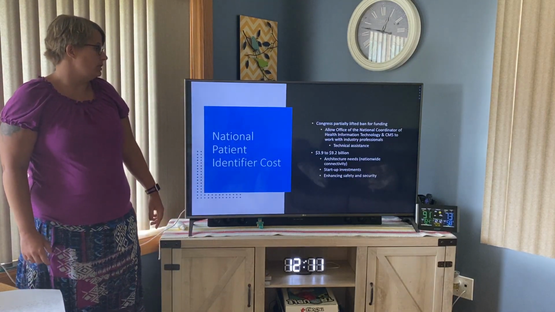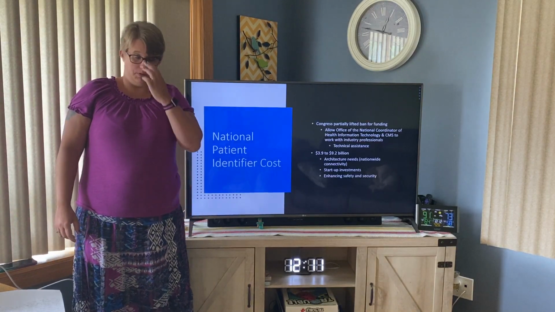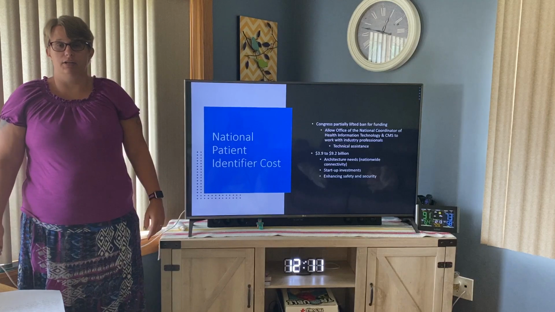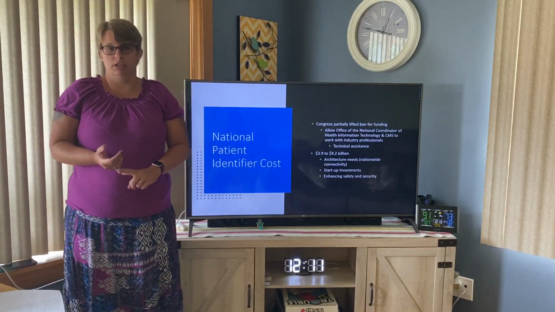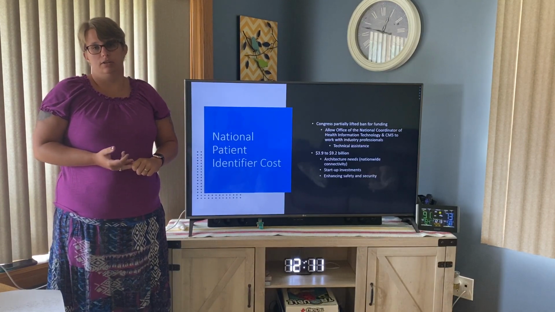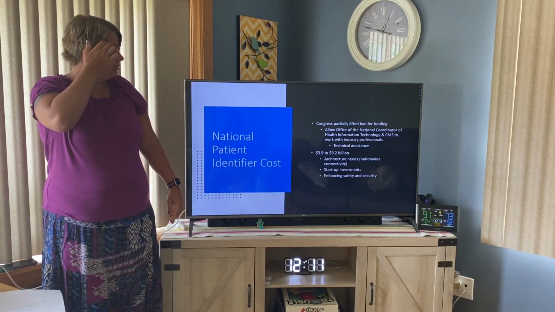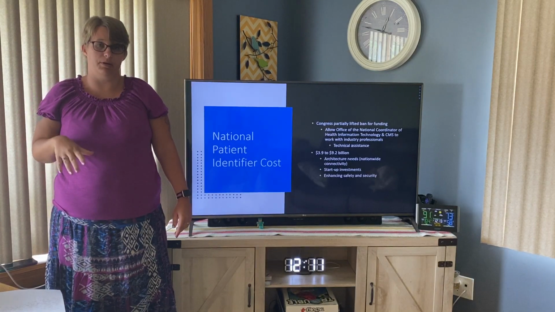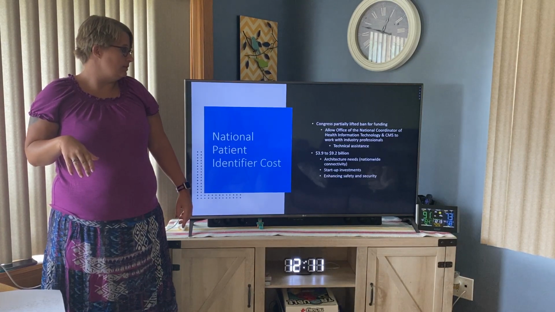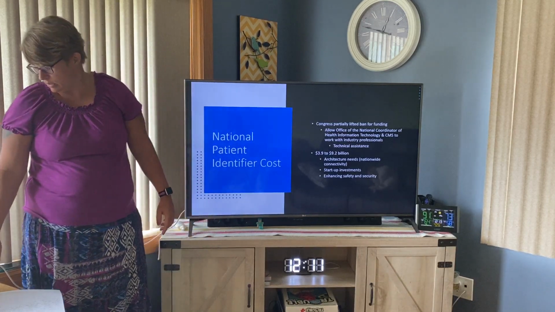There are costs associated with this. $3.9 to $9.2 billion is what is estimated to get this program implemented. And there's a wide variety of different costs associated, but architecture needs to ensure nationwide connectivity, startup costs, and then you also need to enhance security and safety measures for that. And Congress has partially lifted the ban now from the HIPAA Act, allowing government to work with different industry professionals on the technical assistance needed for this.